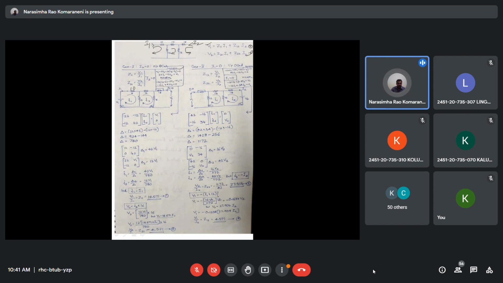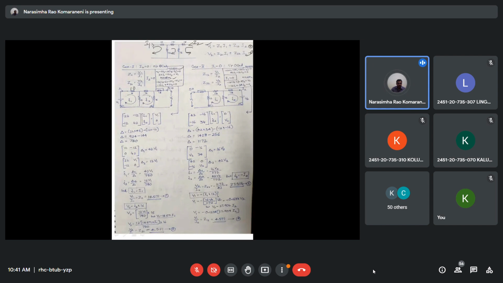Here, mind you, these port currents are denoted by capital I1, capital I2. Inside these loop currents are denoted with small i1 and i2. So please don't confuse this notation. This is capital I1, and inside of this loop is denoted by small i1. Clear? Similarly, coming to loop 2, KVL at mesh 2.